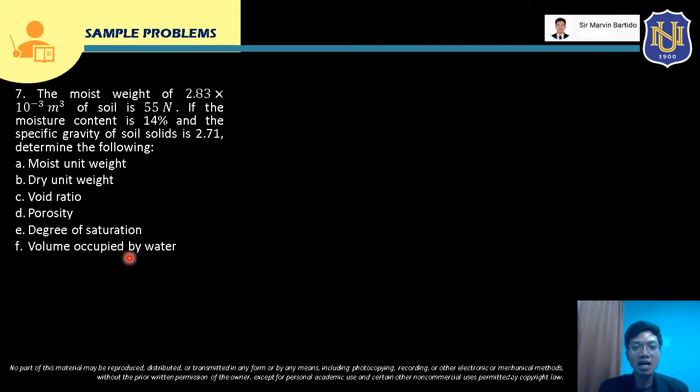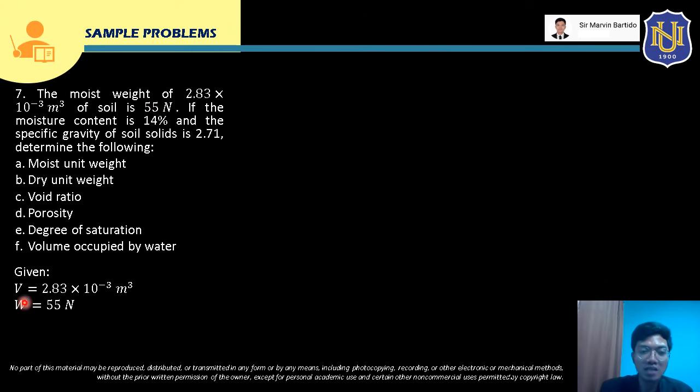Okay, class, let's break down all of the givens. It's mentioned in the problem, the moist soil of 2.83 times 10 raised to negative 3 meter cube. This is the volume of our moist soil. And the weight of our moist soil is 55 Newton. So this is the total weight and this is the total volume, since this is moist. Then our moisture content, class, is 14%, or 0.14. Our specific gravity is 2.71. So from here, class, we're going to solve letter A, moist unit weight.